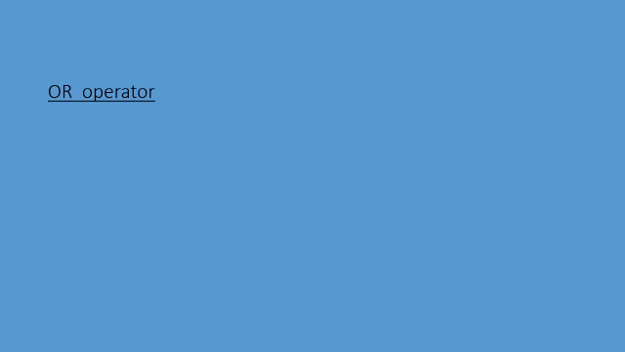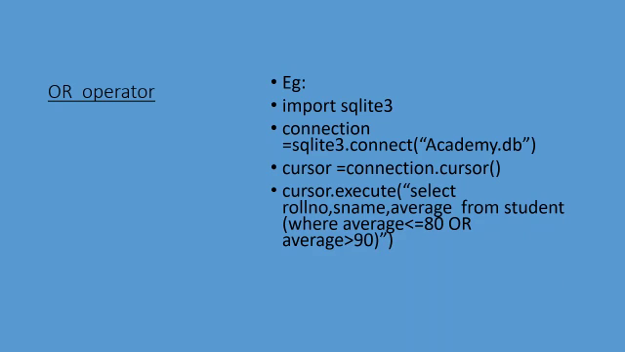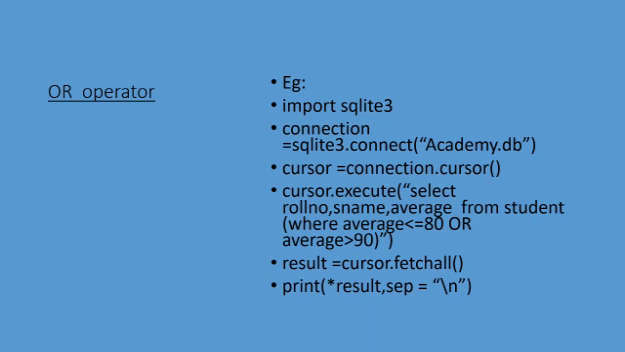Next, the OR operator. What we discussed in AND, the same thing for OR. What is the difference here? The OR operator checks all the conditions. When any one condition is true, the record will be displayed. This is called the OR operator. Let's see the example for this. As usual, the same three lines are in the program. In the place of AND, we can use OR. So the same: cursor.execute, select roll number, student name, average.